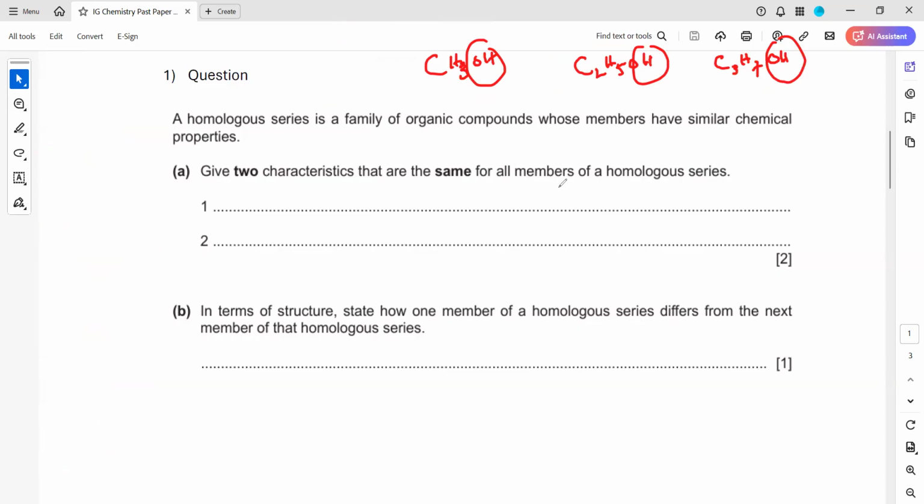So wasn't it supposed to be C2H4? No, no. It is CnH2n. Yes, Abdul Rahman? You wrote C2H4.